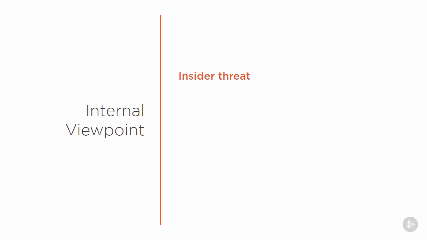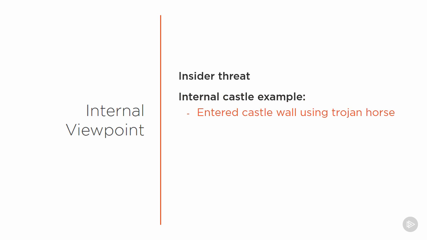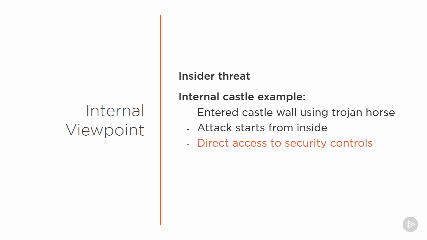But for this example, an internal test could involve assuming that someone has already come into the castle using something like a Trojan horse, and that they now have elevated access. They've entered the castle using the Trojan horse, and they're starting their attack from the inside. They would have direct access to the internal controls, such as the drawbridge controls or other security mechanisms that they could then take advantage of during an attack.